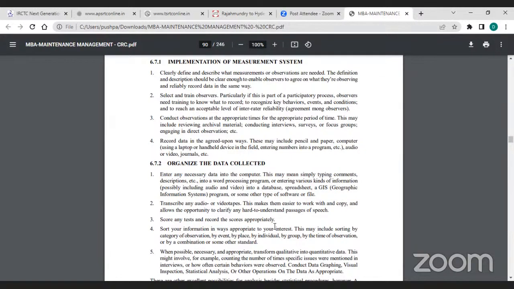They have to review the material. They have to conduct the interviews and the surveys, and directly engage in direct observation. That is, they almost have to be involved in the field work. Then they have to record the data in the agreed upon ways and analyze the data. So we have to measure the data.